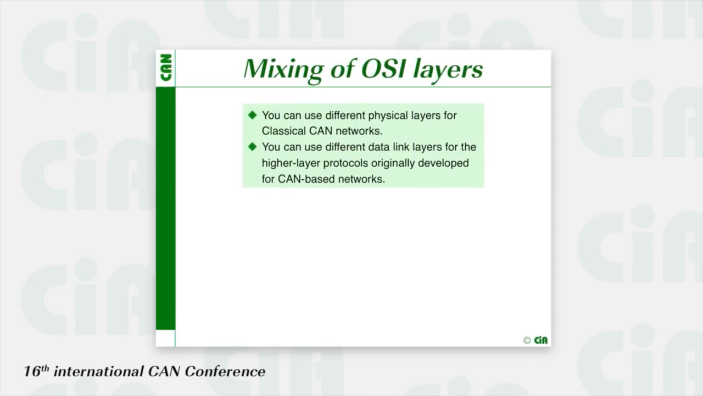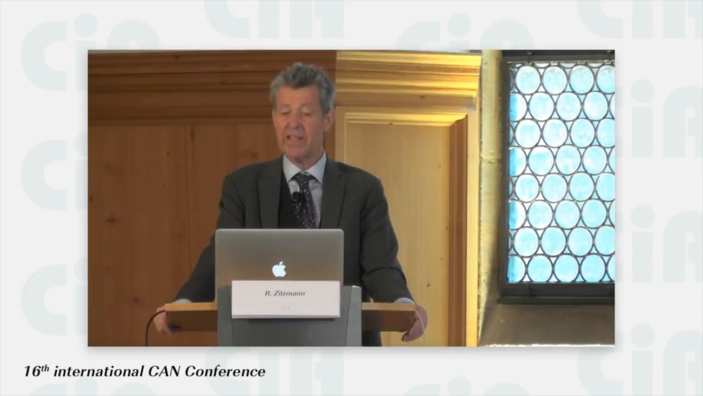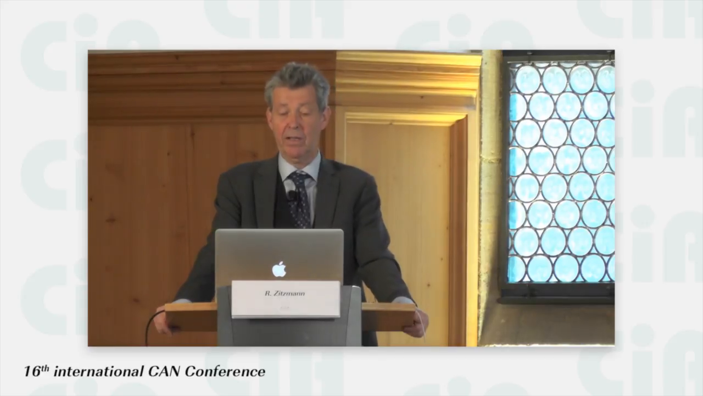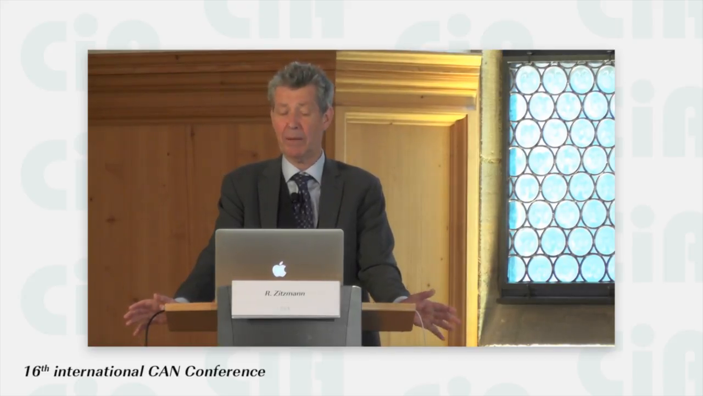What we also can do, if we're using the OSI reference model, is mix the OSI layers. This is the idea, a very good idea. You can do this for the physical layer in CAN. There are different physical layers specified. We can also use this for the data link layer, and we can use higher layer protocols with other data link layers. For example, in the industrial world or in the non-automotive world, CANopen has been adopted by other Ethernet-based approaches, and unfortunately, they have changed some services, so it's not 100% interoperable, but it's still quite good.